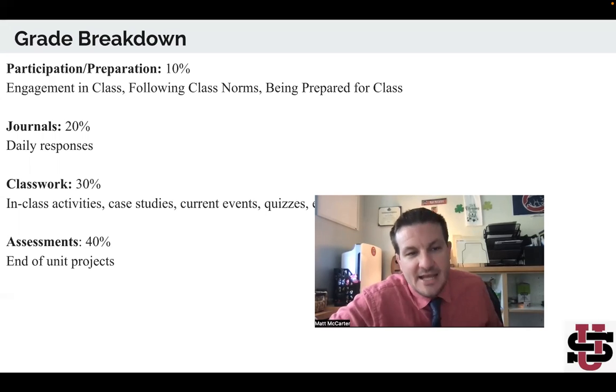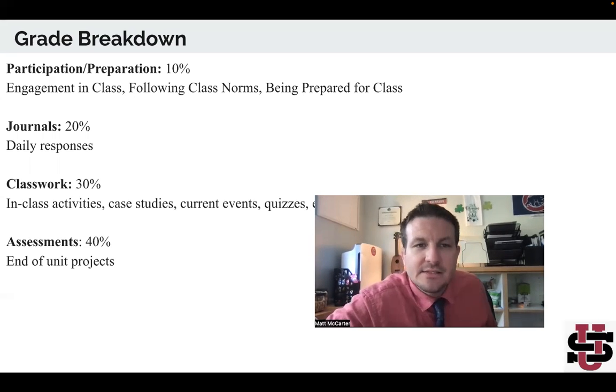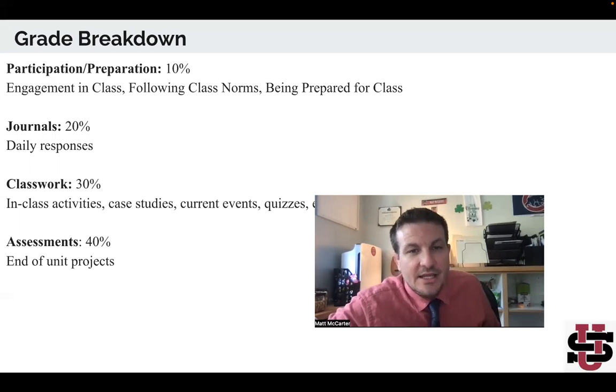They're not off task. Another 20% will be journals. These are daily responses that the boys will engage with at the beginning of lessons that tie into our overall units and each of those lessons in the unit.